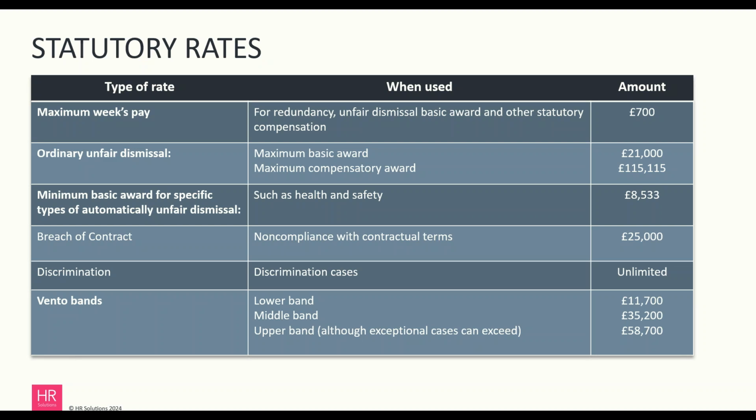Discrimination claims are unlimited. It comes down to the nature and the extent of the discrimination, and that's why we've got those Vento bands. You've got a lower, middle and upper. They're increased every year, and those figures to the right are what have recently been introduced. So for one-off incidences, they tend to put that in the lower band, the more significant and extreme obviously in the upper band. However, there can be exceptional cases that give rise to a tribunal awarding more than that upper band limit of 58,700. So these are just the latest statutory figures.